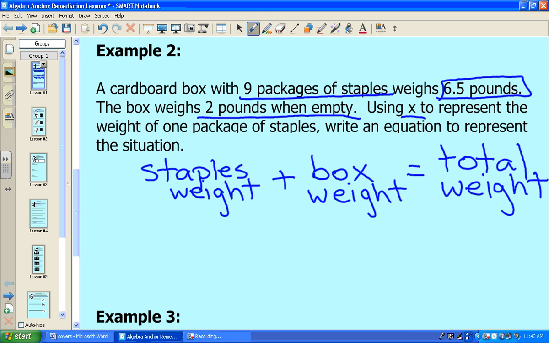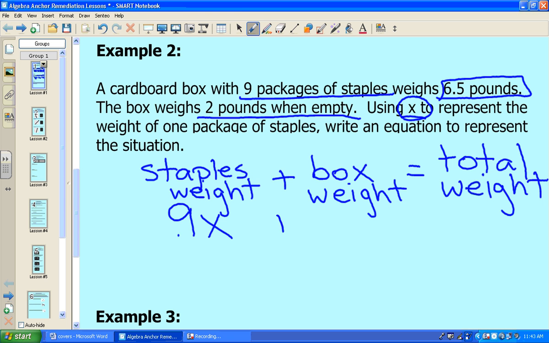Okay, now it doesn't matter what order you fill in what you know. A cardboard box with 9 packages of staples. So we know that we have 9 packages of staples. Each staple package weighs X. They don't give us the weight of just one of them. So we're going to take 9 packages of staples, multiply it by X, which is how much one box of staples weighs. So 9 times X represents the staples weight.